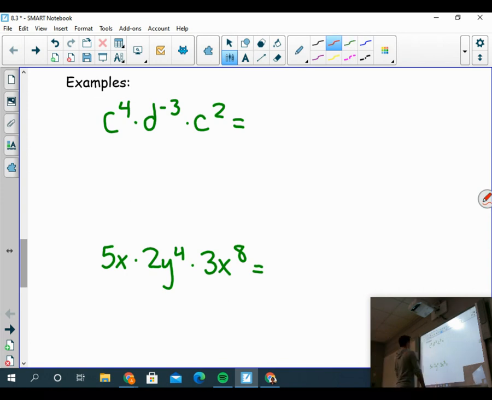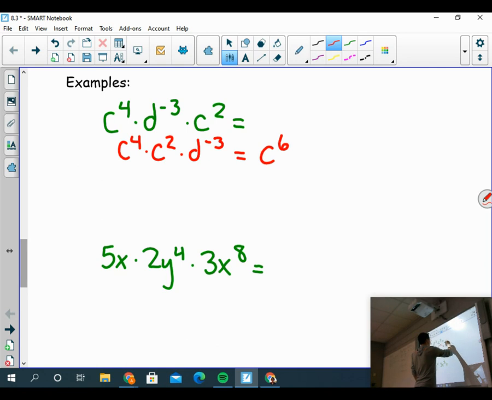Okay, so working these through, I can reorder this top one again to have my like things together. When I do that, I can combine my like bases, right? Like bases multiplied together, add the exponents, and I get c to the 6th, d to the negative 3rd. And while this is correct, I'm not done. This is a trap that a lot of students fall into.